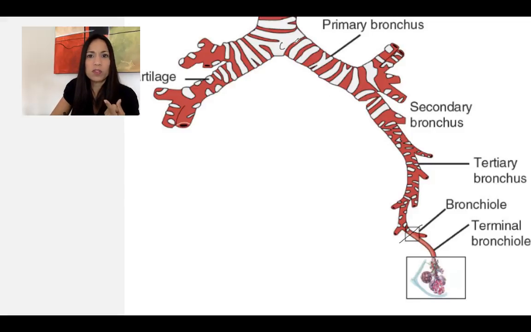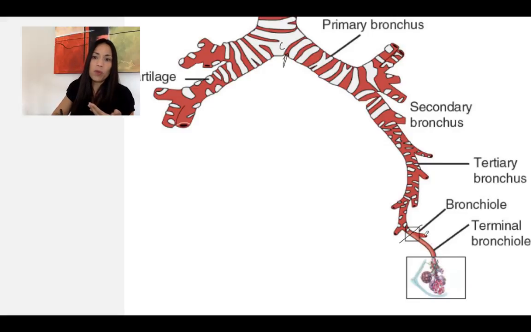Look what happened with the smooth muscle tissue now, which is in red. The smooth muscle tissue starts to increase, right? We have bigger ribbons of smooth muscle tissue wrapping around the secondary, the tertiary bronchus, the bronchioles, the terminal. When we get to the terminal and to the respiratory portion, the presence of smooth muscle tissue is very important, and there is no cartilage.